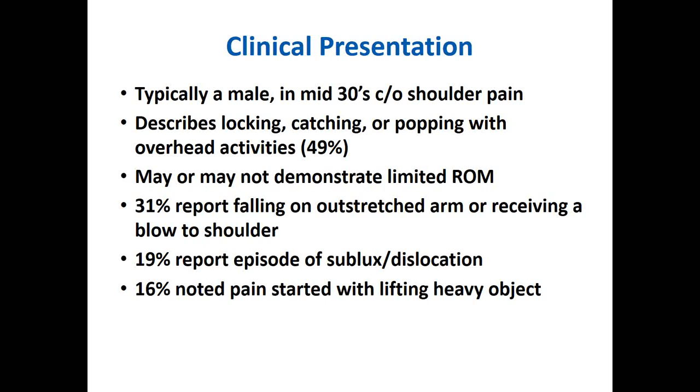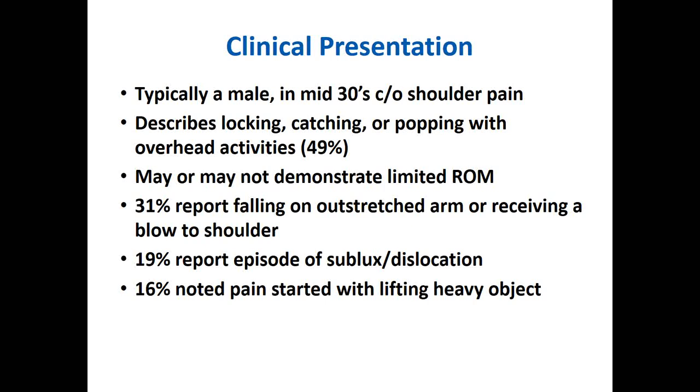They might describe some clicking or catching. About half the patients present with this. This is an important question to ask, as it is helpful in the assessment of this pathology. They may or may not have limited range of motion or very slight loss of range of motion. About a third of these patients have reported falling on an outstretched arm or receiving some kind of blow to the shoulder, so some type of trauma. About 20% of the patients report an episode of a subluxation or dislocation, or their arm giving way.